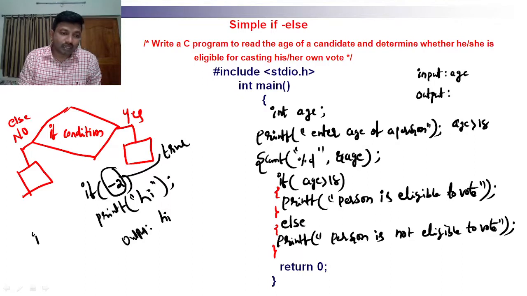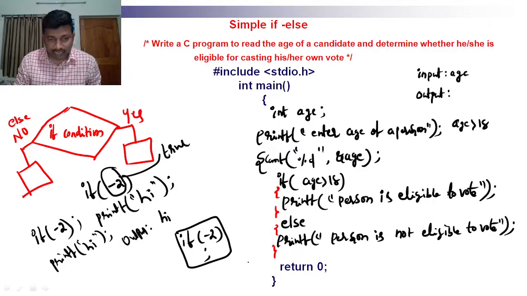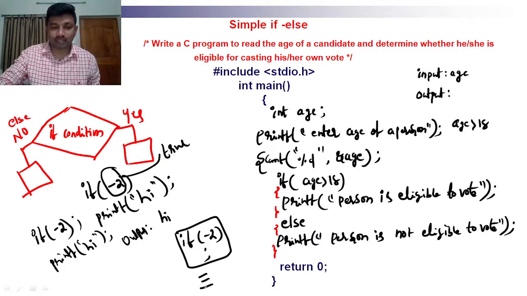At some other point you may come across if (-2) followed by printf hi, where they add a semicolon after the if. Do you think it is an error? No, it is not an error. If you write a semicolon, this becomes if (-2) semicolon. So if this is true, execute the semicolon. The compiler will not report any error here, the semicolon gets executed, the rest of the code gets executed and you get the output. Please add this point to the concept of if.